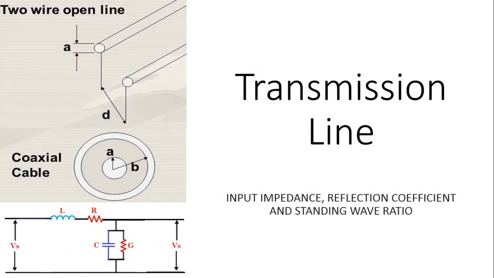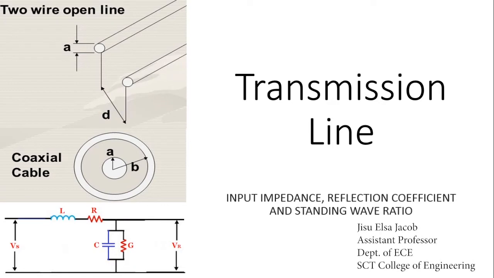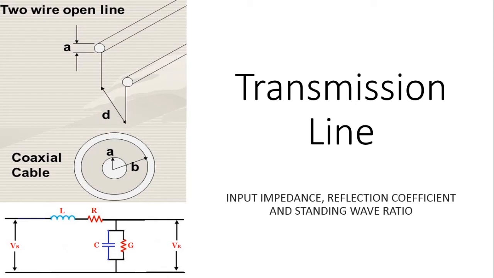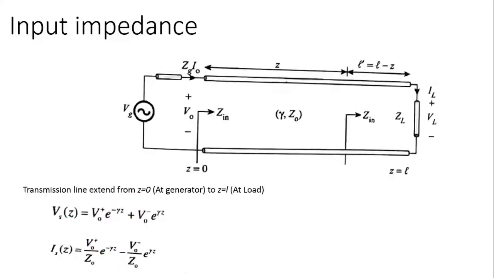Last class we were discussing transmission lines and deriving the transmission line equations, that is, the equations for voltage and current. In this class we will go through the derivations for input impedance, reflection coefficient and standing wave ratio. So first we will move on to input impedance, which is a very important parameter of a transmission line.